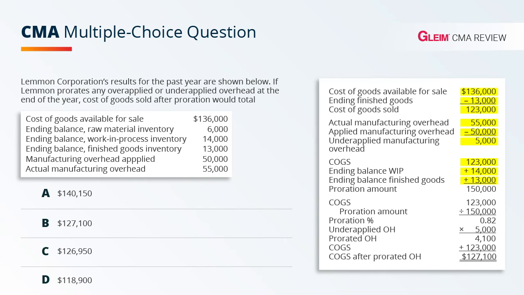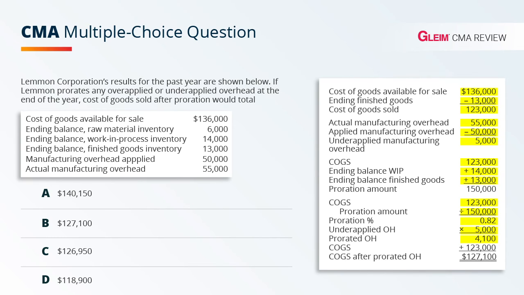Cost of goods sold represents a high proportion of the total. So it's going to get the most, or more than the other two items. Cost of goods sold is $123,000 of the $150,000. So it represents 82% of the total. That means cost of goods sold is going to get 82% of the $5,000 of under-applied manufacturing overhead. That makes the pro rata amount $4,100.